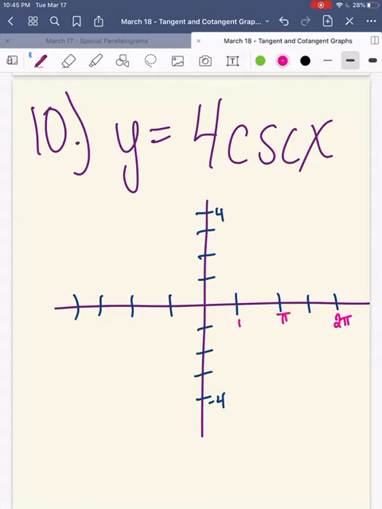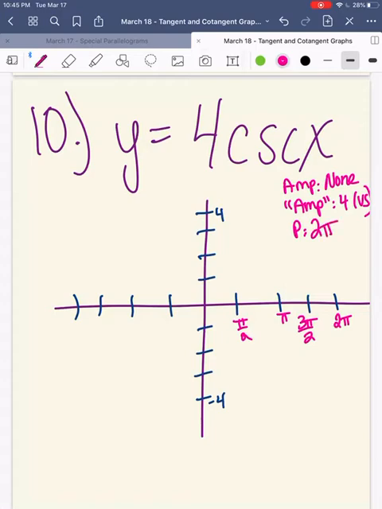I guess I'm just jumping right into it. I should show the work. So let me go back. Our amp is none, but our quote-unquote amp is 4, which is a vertical stretch. And then our period is just going to continue to be 2 pi.